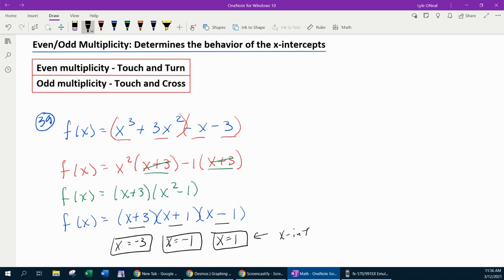So remember I said that the multiplicity corresponds to the exponent of the factor. There are 3 factors here, and they all have an exponent of 1. So therefore, every one of these x-intercepts is going to have an odd multiplicity. And an odd multiplicity means that at every x-intercept, the graph will touch and cross over. And I can illustrate that.